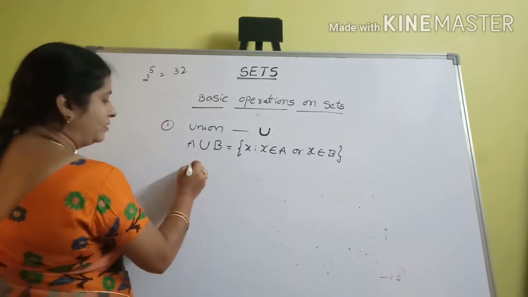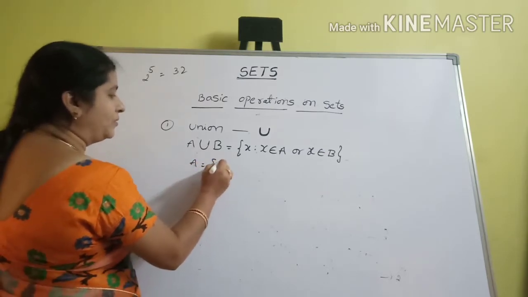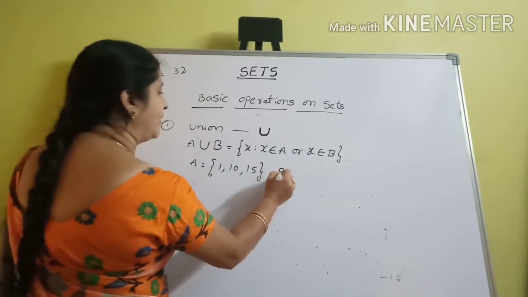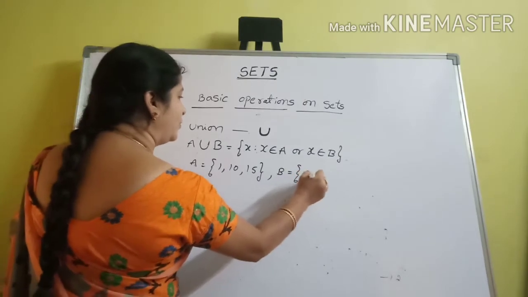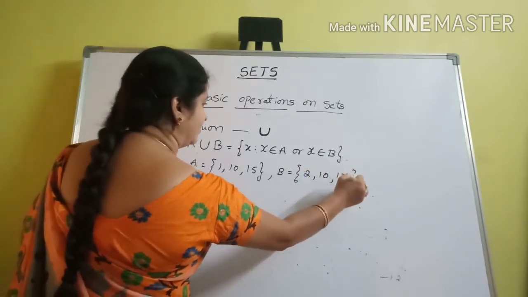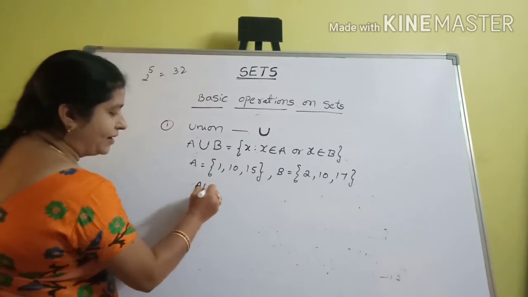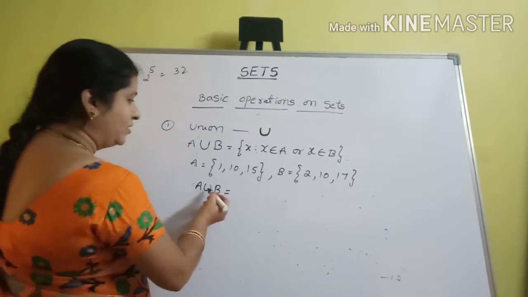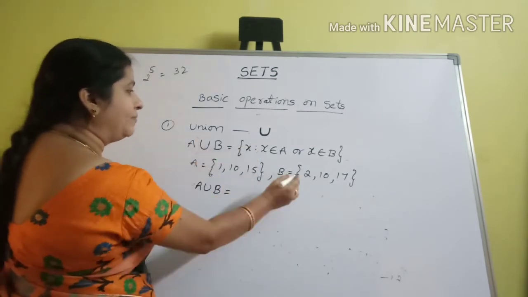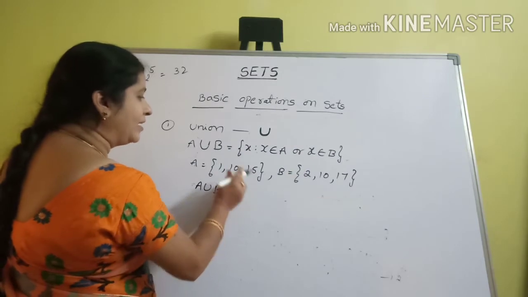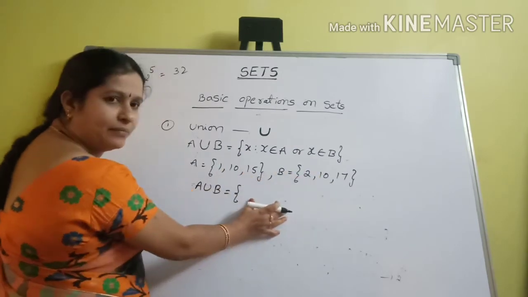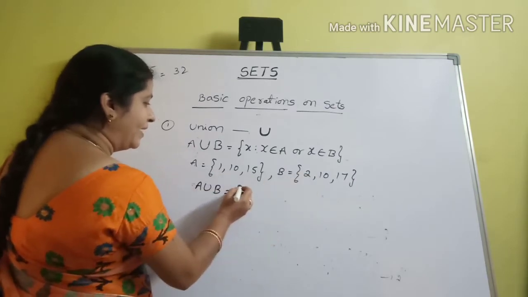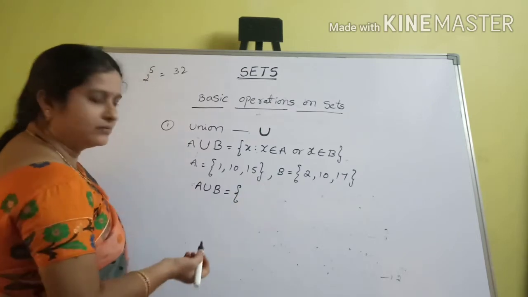For example, suppose A equals 1, 10, 15 we take. B equals 2, 10, 17. How can you find the A union B value by using these two sets? A union B means union of A and B. So you can write all the elements in A and all the elements in B, join all the elements here. Maintain ascending order.